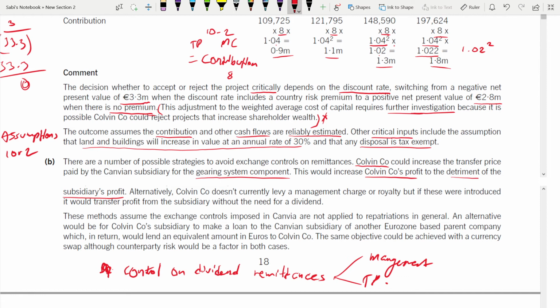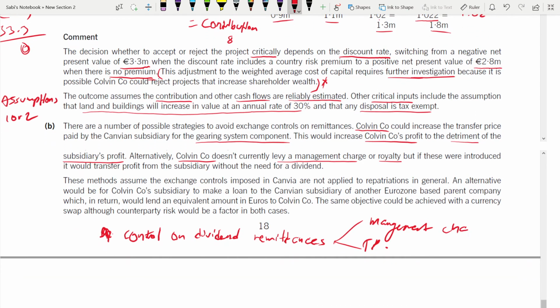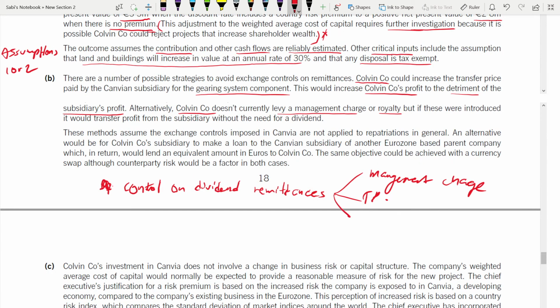Next, alternatively, Colvin doesn't currently levy a management charge. They don't levy a management charge or a royalty. So another word is management charge. These are the ways they can increase their dividend remittances. Royalty, but if this were introduced, it would transfer profit from the subsidiary without the need for a dividend.